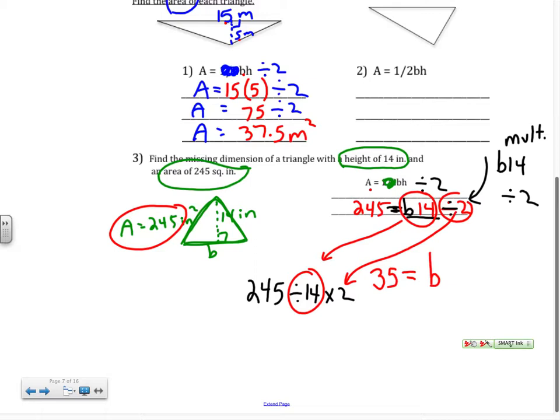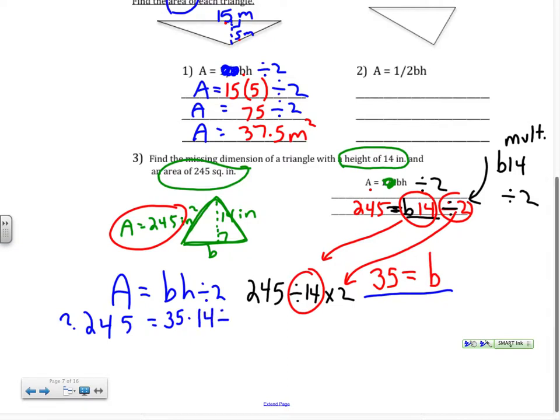All right, if I want to check this, I am going to rewrite the original formula, area equals base times height divided by 2. I'm going to see if when I do those things, I get 245. So I said the base was 35. I'm going to substitute 35. I know my height is 14. I'm going to divide by 2. So when I multiply 35 times 14 divided by 2, yes, I do get 245. So I did get the right answer.